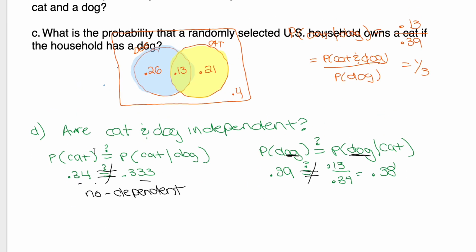And for part D, I added one more question. Are cat and dog independent of each other? You're going to use the probability of cat, setting that equal to the probability of cat given dog. We're not actually setting it equal, which is why I added a question mark right here. We're just checking if these two are equal to each other, and they're not. So they're dependent on each other. Same thing, you can use the probability of dog, checking if the probability of dog given cat is equal to the probability of dog. No, it is not, so dependent.